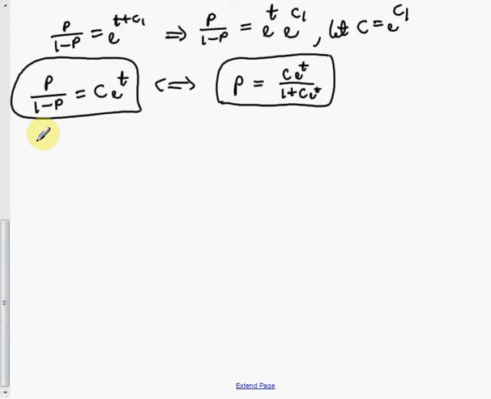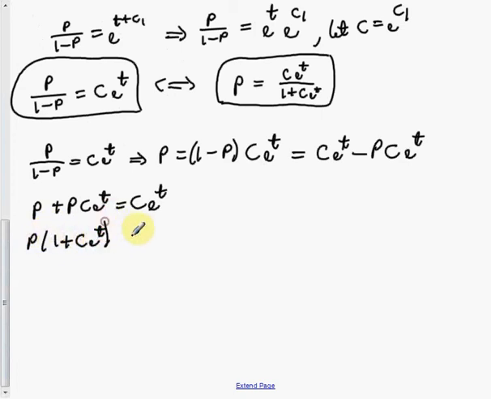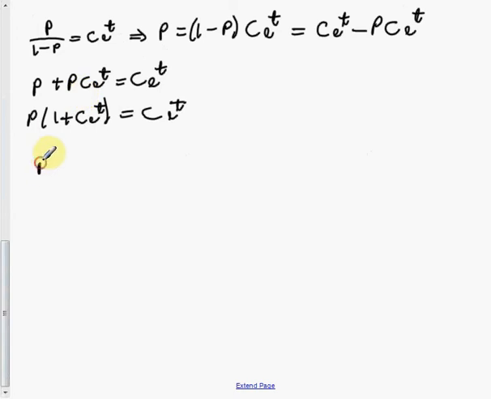So look, this is P over 1 minus P is equal to C e to the t. That's what I had. I'm going to multiply both sides by 1 minus P. This implies that P is equal to 1 minus P times that C times e to the t. You can break that up. So this is C times e to the t minus P times C times e to the t. So I have here P plus P times C times e to the t is equal to C times e to the t. Factor out P, I have 1 plus C times e to the t is equal to C times e to the t. Divide both sides by that 1 plus C times e to the t, and you get it.